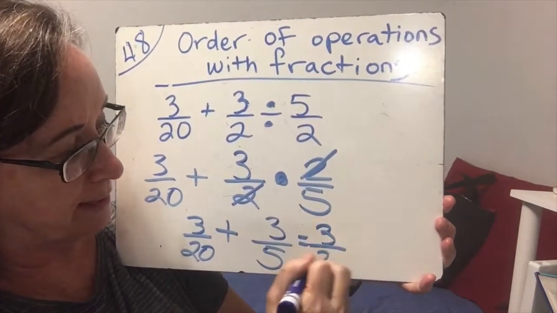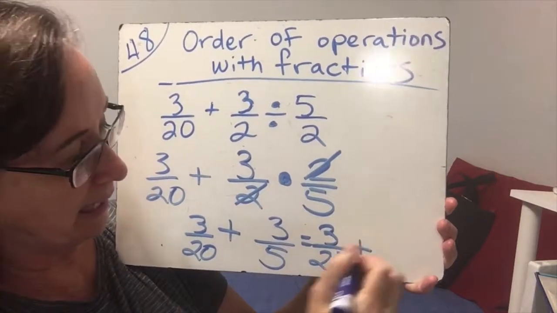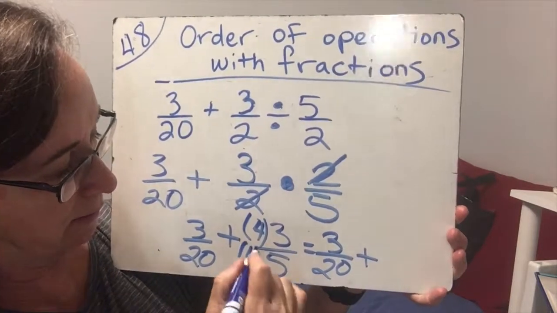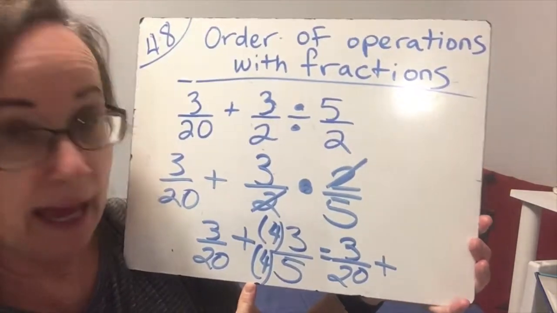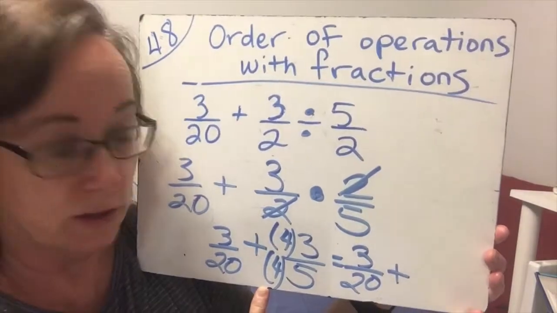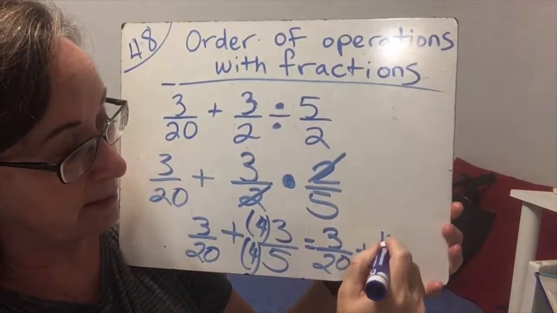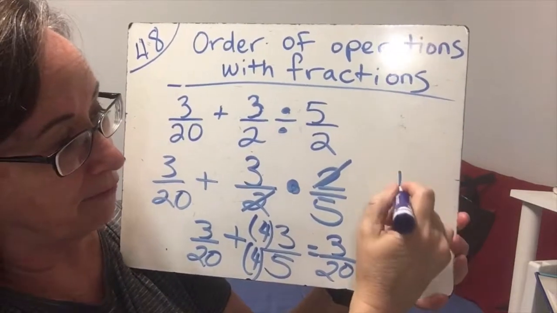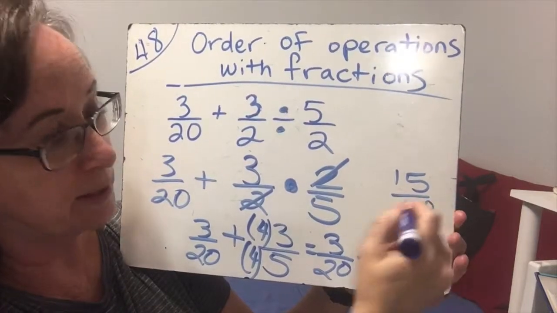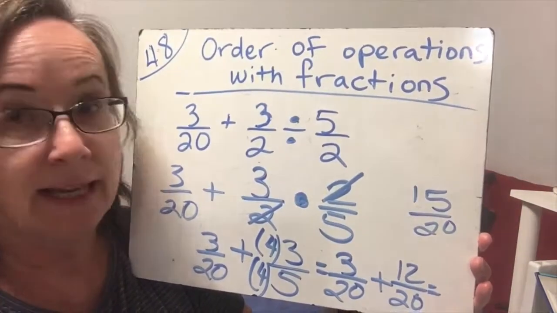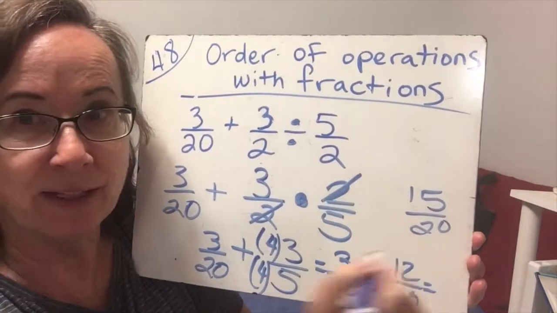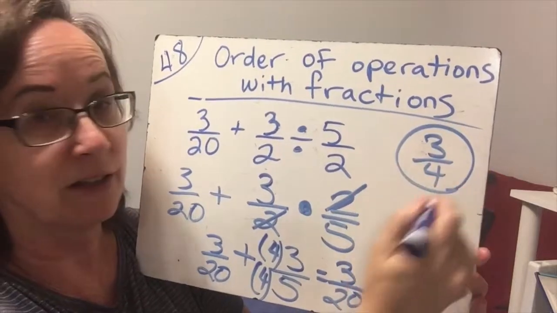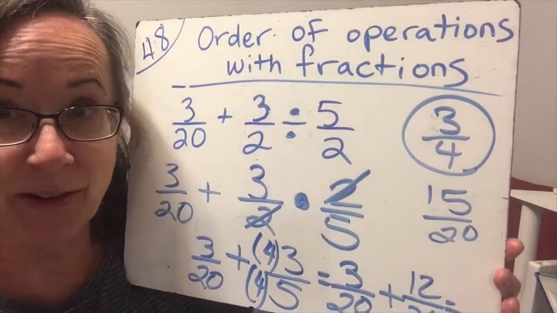So 3/20 stays the same, and then if I multiply by 4/4, isn't that the same thing as multiplying by 1? So we're going to have 12/20, and then when I add the 12 and the 3, I get 15/20, but 15/20 is the same thing. Divide by 5 and divide by 5, and we get 3/4. So the answer to the first one is 3/4.